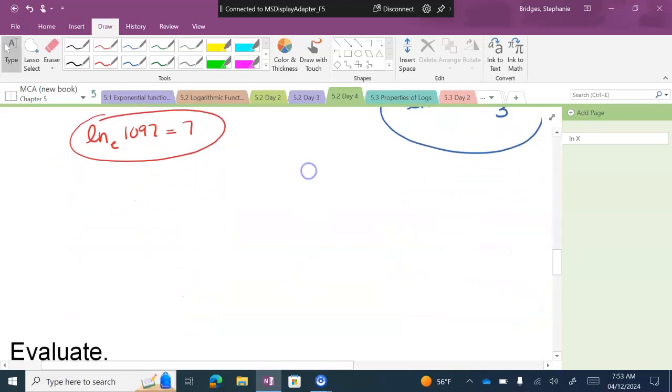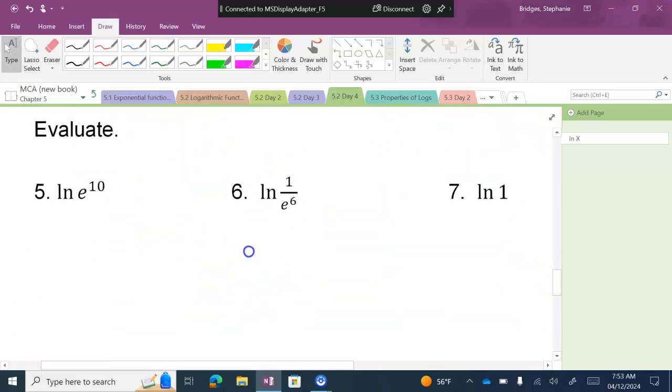All right, we're going to simplify now, or evaluate. Simplify means the same thing. Take a minute and write these down. I'm going to do the first one with you, then I'll let you try the other 2. And then we'll get to our calculator stuff.